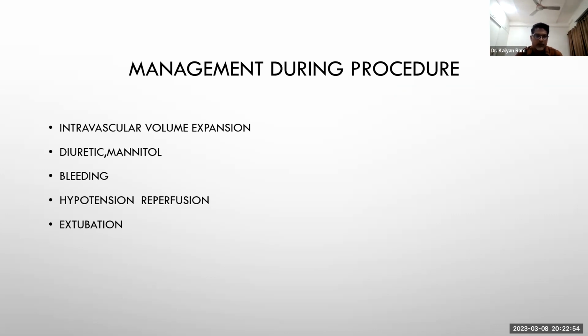Extubation after complete recovery should be done. Mostly it will be done in the OT, but there is no urgency. Depending on the patient condition, extubation should be planned.